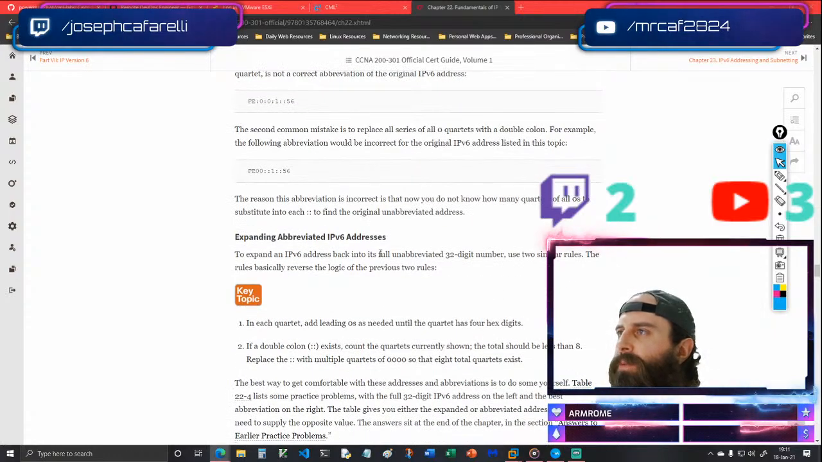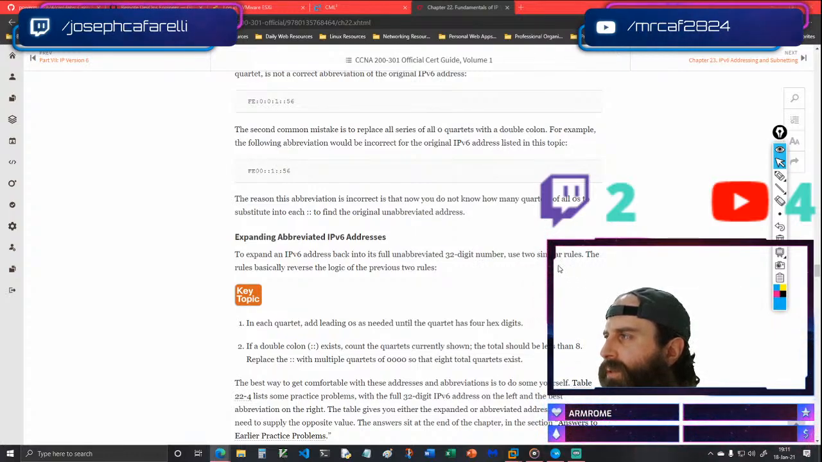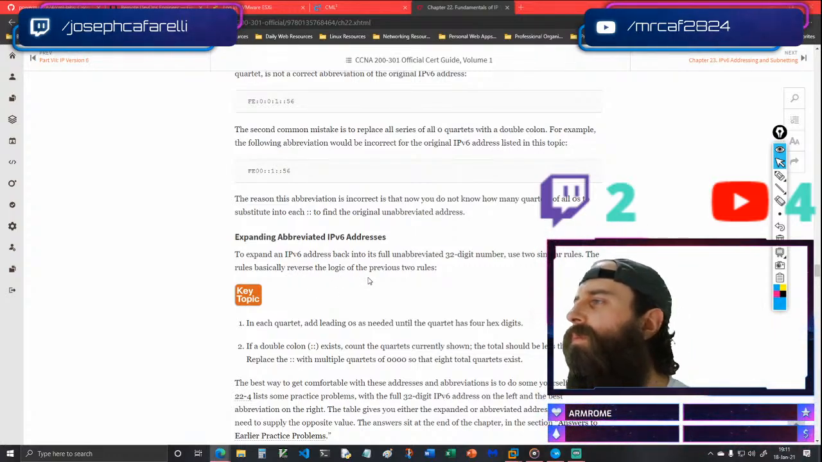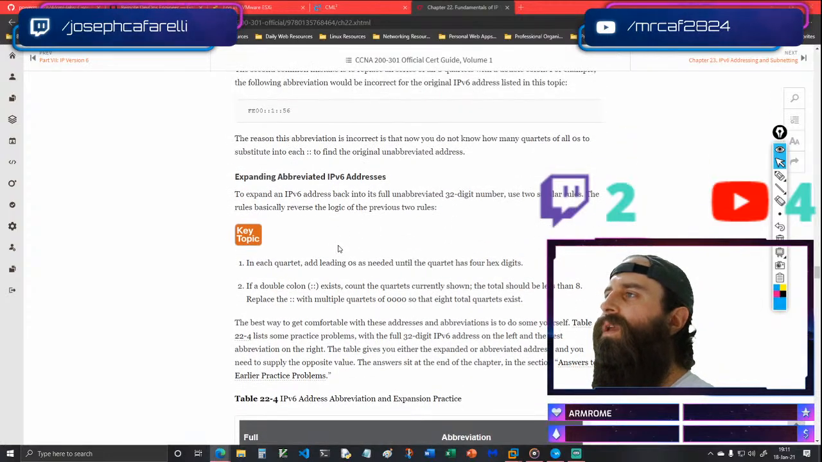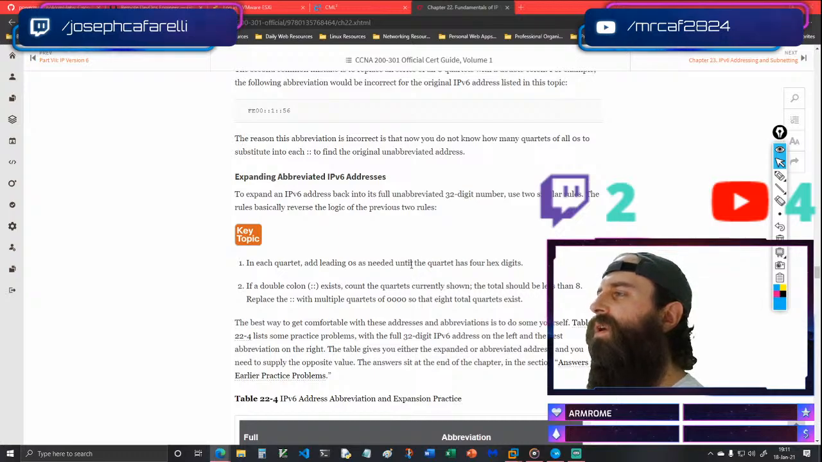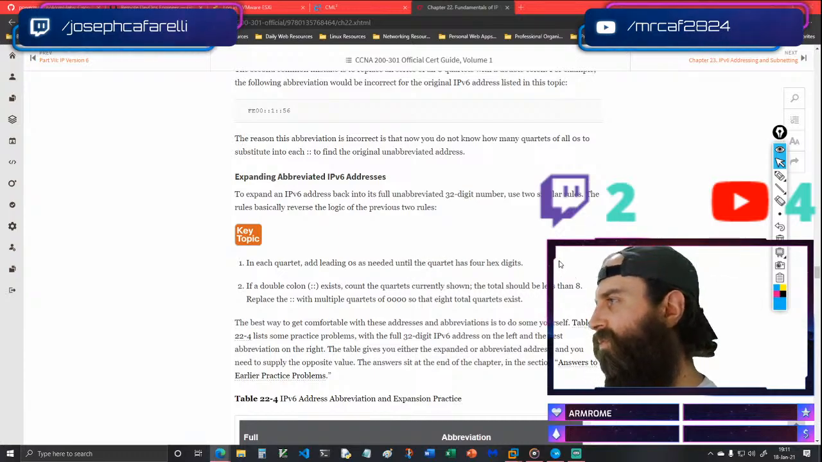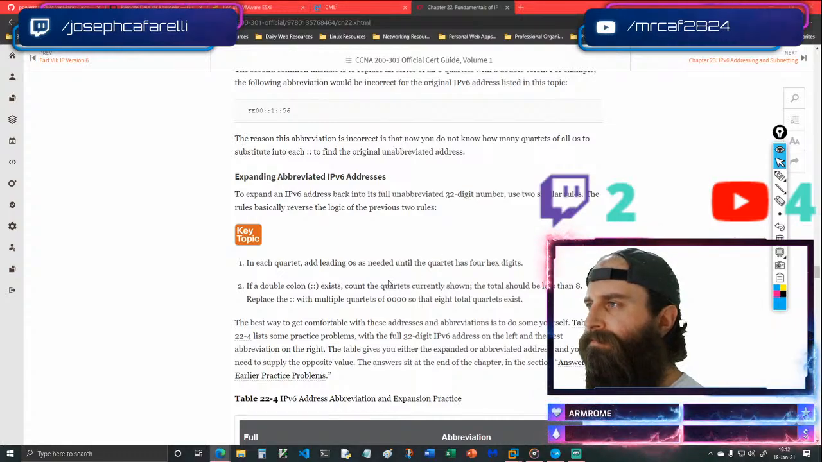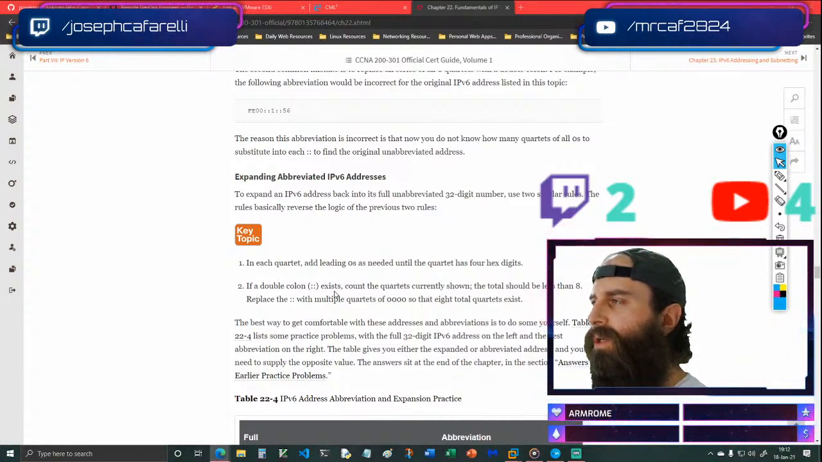All right, expanding abbreviated IPv6 addresses. To expand the address back into the full unabbreviated 128-bit number, use two similar rules. These rules basically reverse the logic of the previous two examples. In each quartet, add leading zeros as needed until the quartet has 4 hex digits. If a double colon exists, count the quartets currently shown.